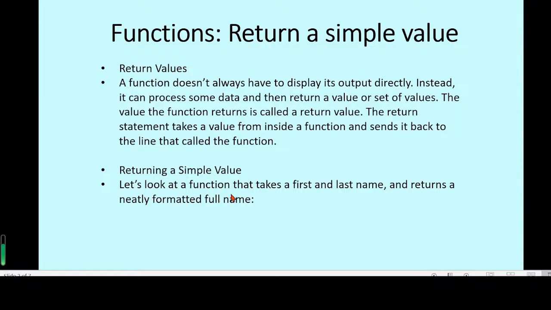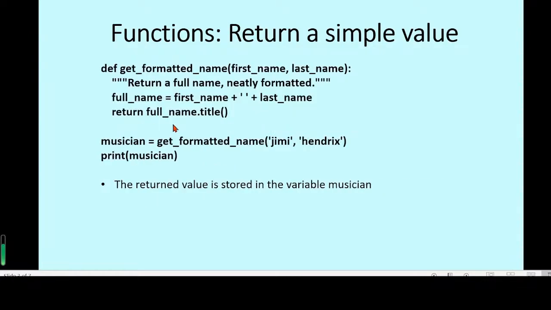So returning a simple value. Let's look at a function that takes a first and a last name and returns a neatly formatted full name. So this is a function definition, get_formatted_name, with two parameters, first name and last name. Then inside the function, a full name variable is created with a concatenation of first name, space, and the last name. Then a return statement returns full name's title form.